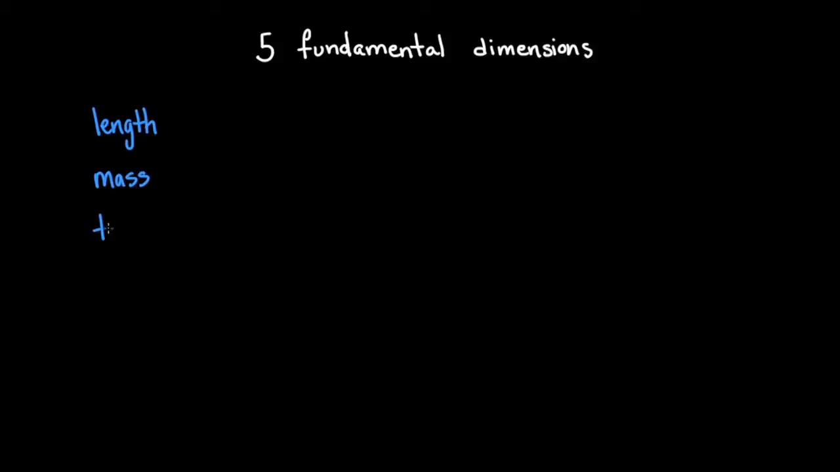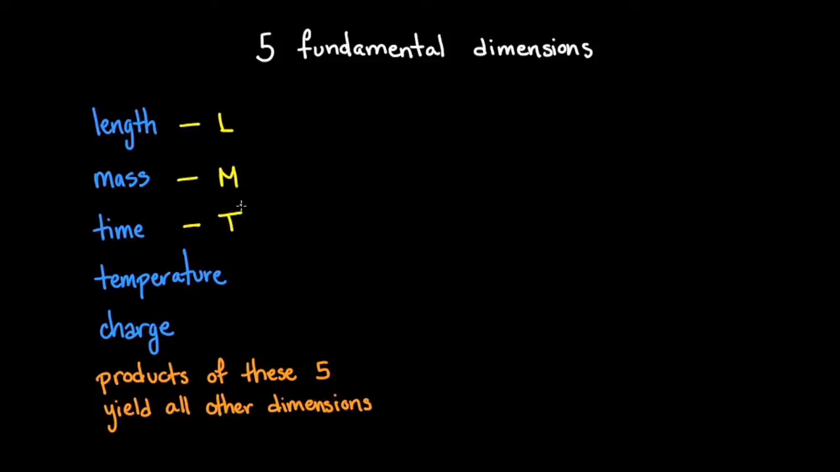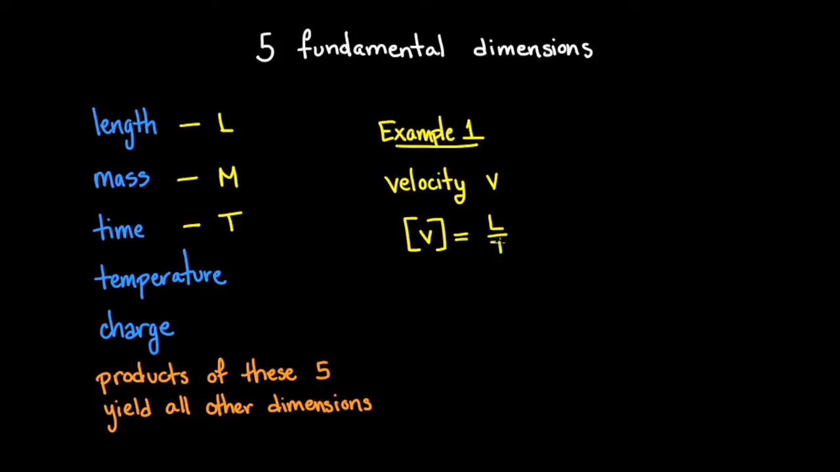There are 5 fundamental dimensions that we commonly deal with: length, mass, time, temperature, and charge. All other dimensions are obtained by taking products and powers of these fundamental dimensions. In this video, we'll be dealing with length, which we denote by the letter L, mass, denoted by M, and time, T. For example, no matter how you measure the physical quantity velocity, it has the dimension, which we denote with square brackets, of length divided by time, or length times time to the -1 power.